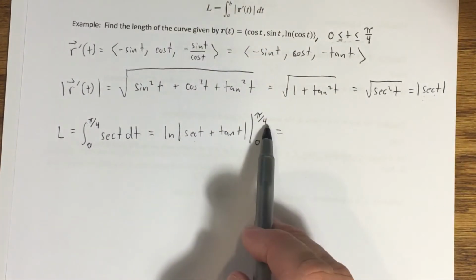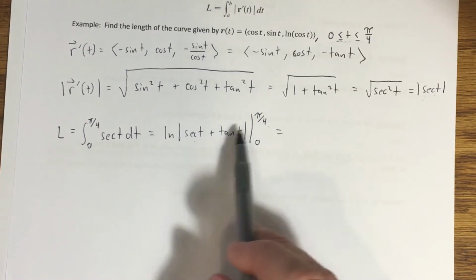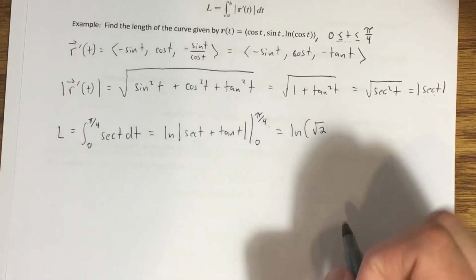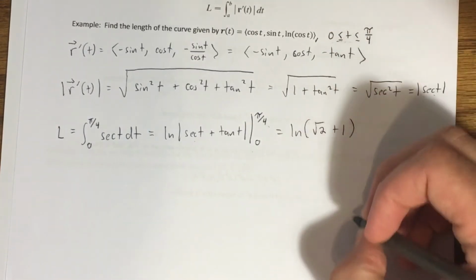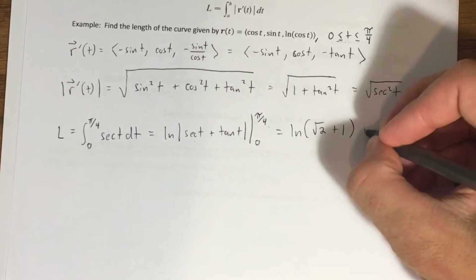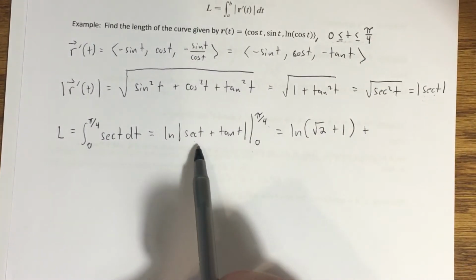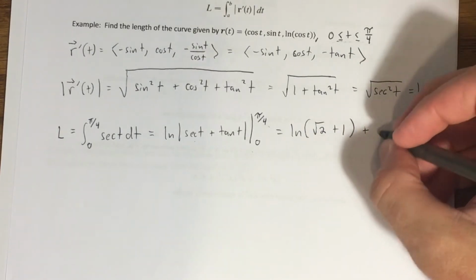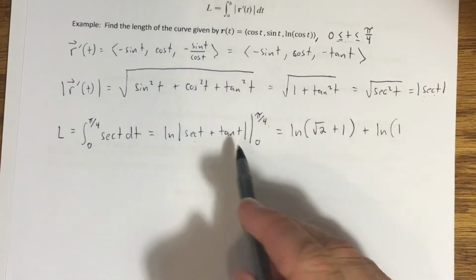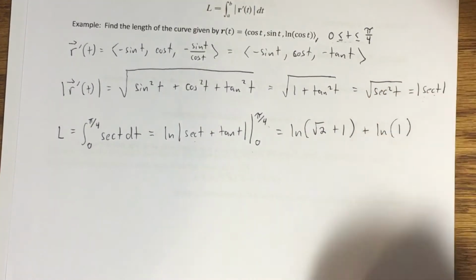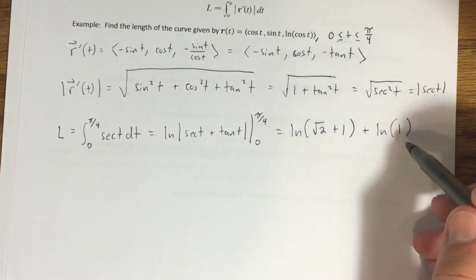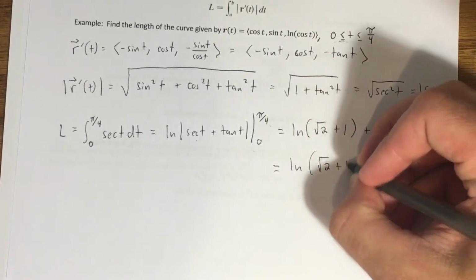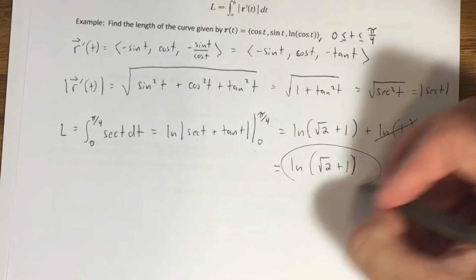Okay, what is secant of pi over 4? Well, that would be the reciprocal of root 2 over 2, which is just root 2. So I get natural log of root 2. Tangent of pi over 4 is 1. Okay, and then what do we have now? So plus secant, we're at 0 now, so secant of 0 is 1. So I get natural log of 1. Tangent of 0 is 0, so this is just the natural log of 1. But this is, of course, equal to 0, so that goes away. And we get the natural log of the root 2 plus 1 as our arc length.